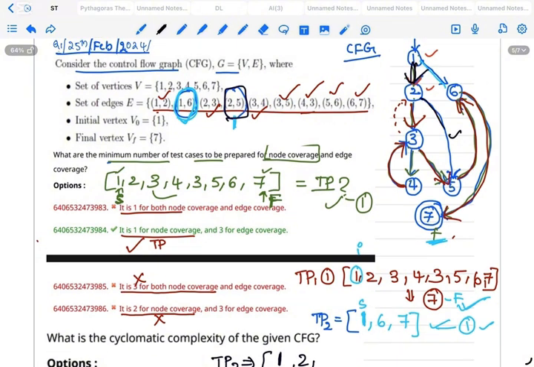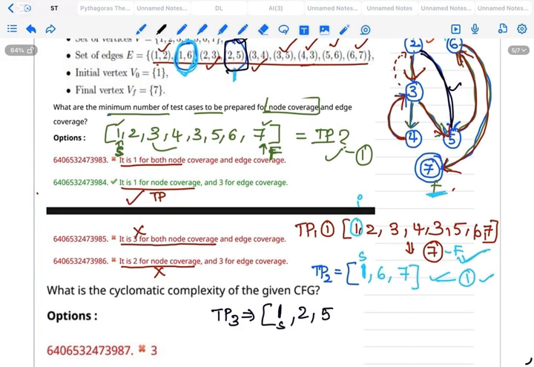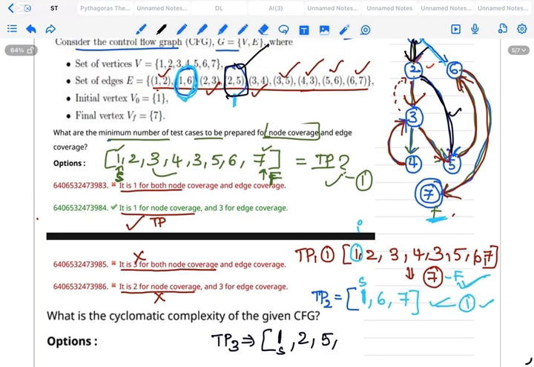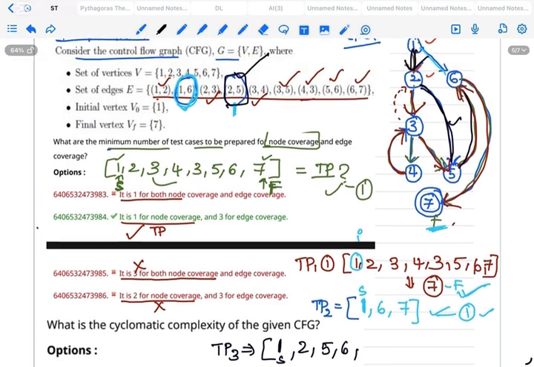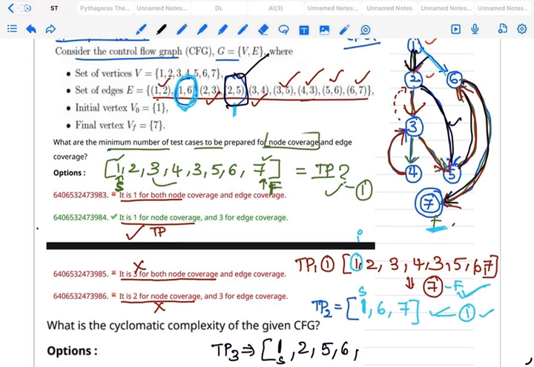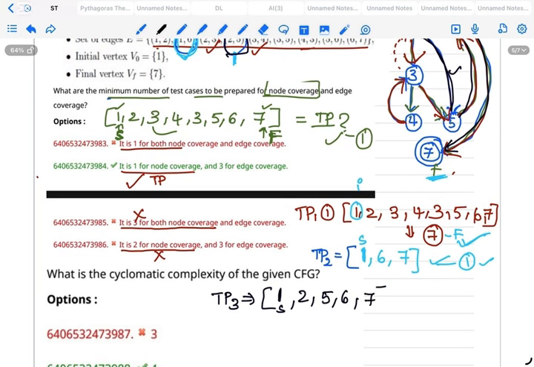Next 2 to 5, this edge is covered. Yes, covered. And a test path must end with the final vertex, right? From 5 to 7 there is no edge, so we will go back to 6. Okay, 5 to 6, and 6 to 7. We reach the final vertex. This is the test path, this is the final vertex, this is the initial vertex, so this is a valid test path. The test path condition is valid.